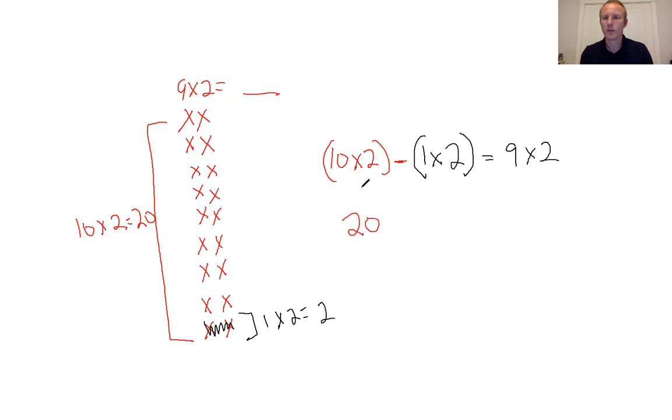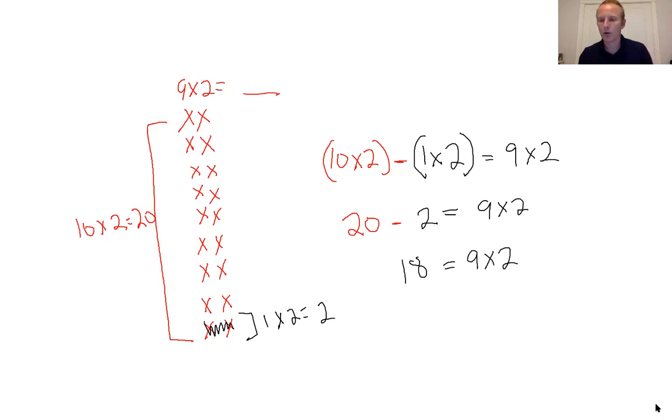We do the things in the parentheses together. So 10 times 2 is 20. Minus 1 times 2 is 2. And that equals 9 times 2. So whatever's on this left side of the equal sign is going to equal what's on the right side. So 20 minus 2 is 18, and that equals 9 times 2. So the solution to 9 times 2 is 18.